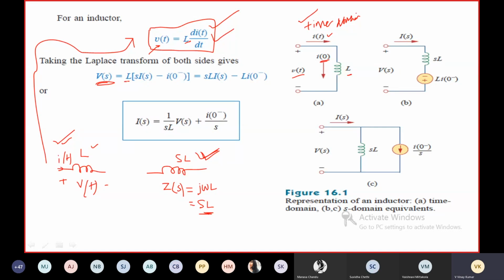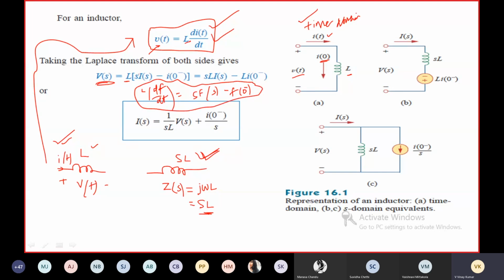So L times the Laplace of di(t)/dt means what? You know, right? The Laplace of df(t)/dt is what? It is s F(s) minus f(0-). Okay, s F(s) minus f(0-).